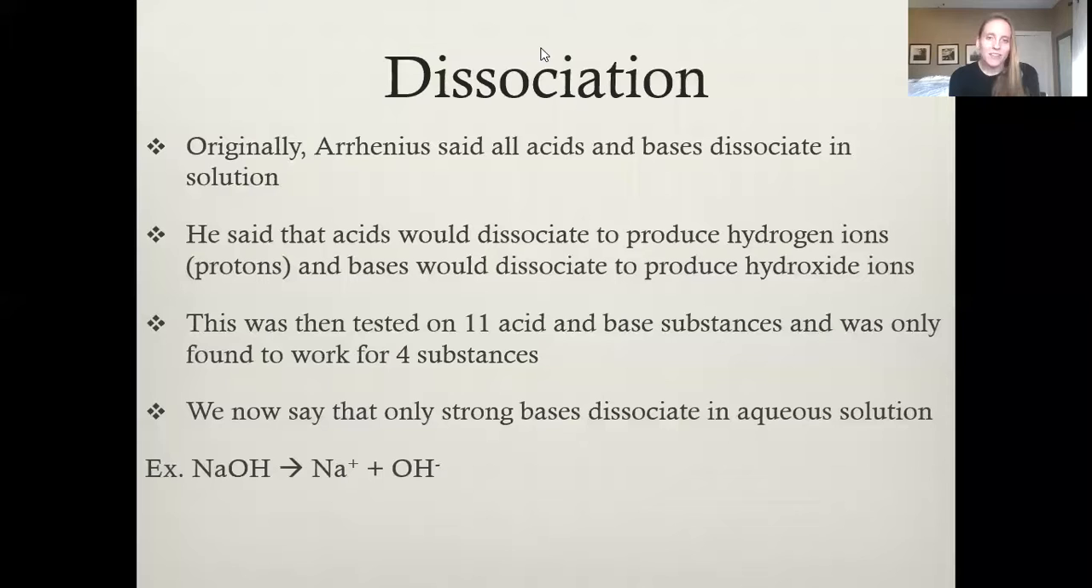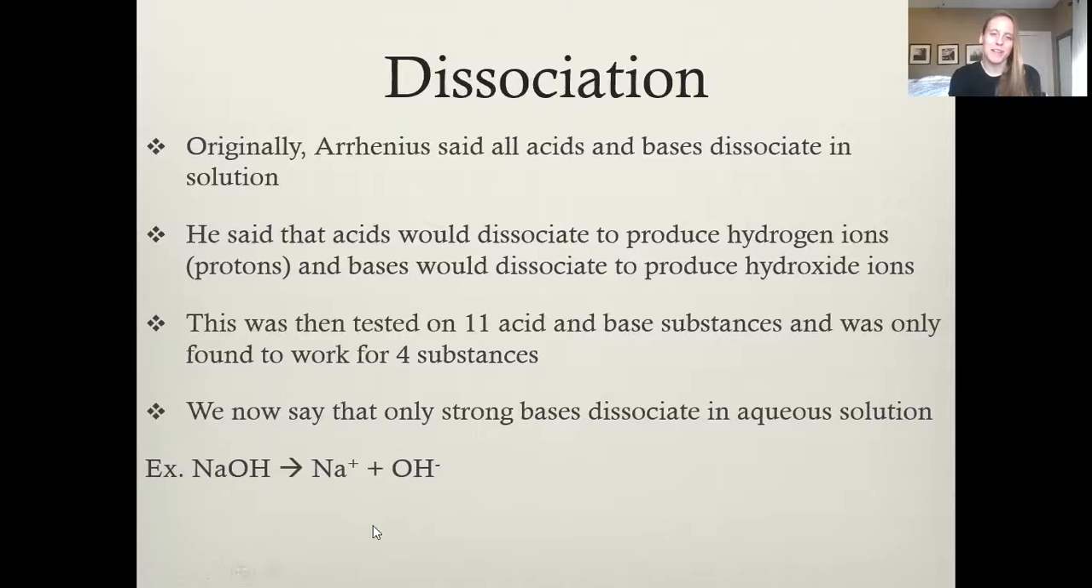So originally, Arrhenius said that all acids and bases will dissociate in solution. He said that acids would dissociate to produce hydrogen ions, also called protons, and bases would dissociate to produce hydroxide ions. We now know that that's not the case. Acids do not dissociate, and not all bases do. Only bases that are also ionic compounds, which are our bases that have an OH in them, actually dissociate.